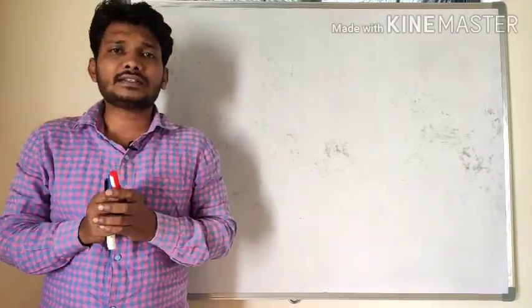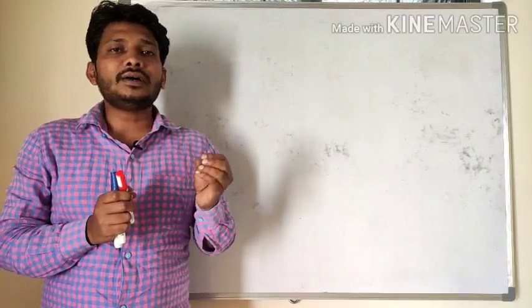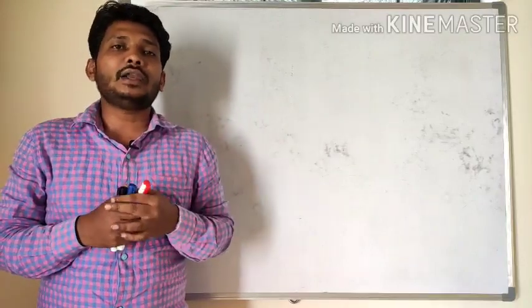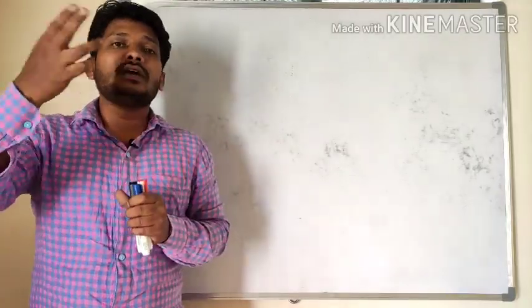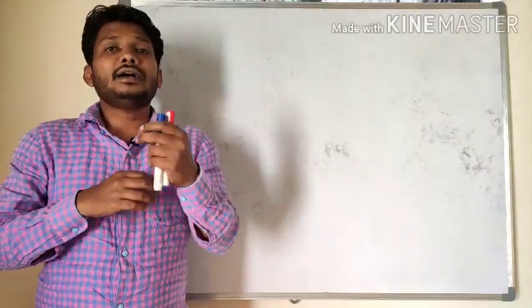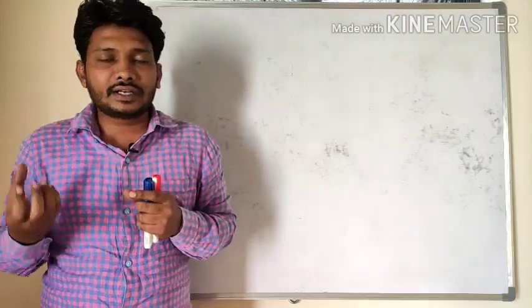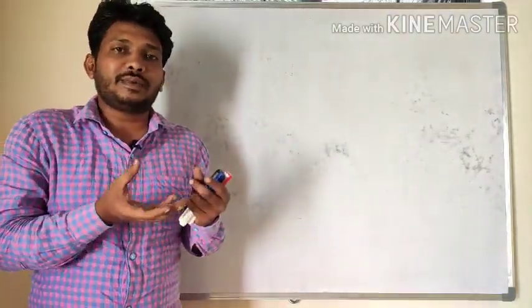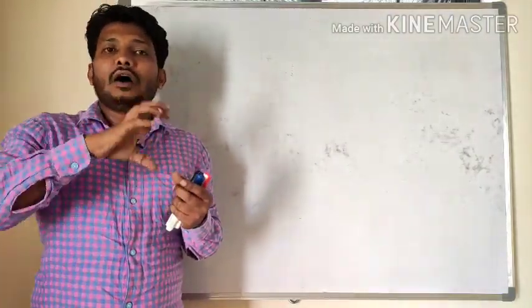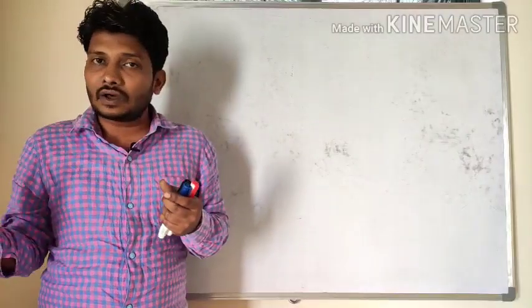So in today's class, we'll discuss the potential value. I will consider one spherical conductor, and in that case I will consider the non-conducting sphere as well as the conducting sphere. First I will consider one hollow sphere, another one is a solid sphere.